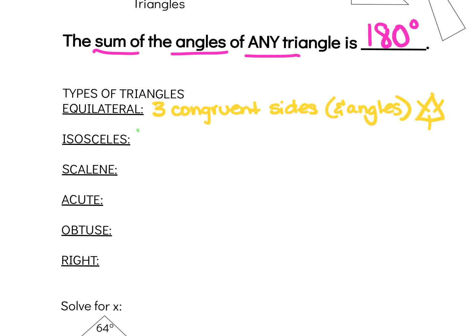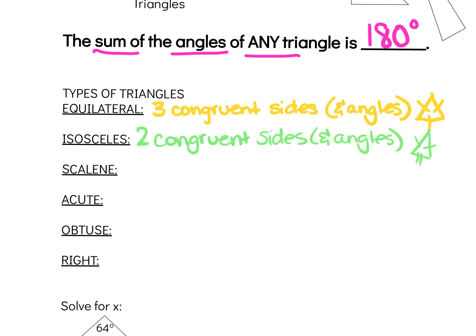Isosceles triangles will have 2 congruent sides, 2 congruent angles as well. So if we did a quick sketch of this isosceles triangle right here, we have 2 sides that are congruent. Make that slash better with 1 slash, and I'm going to put 2 slashes through that third side to show that it is not congruent.